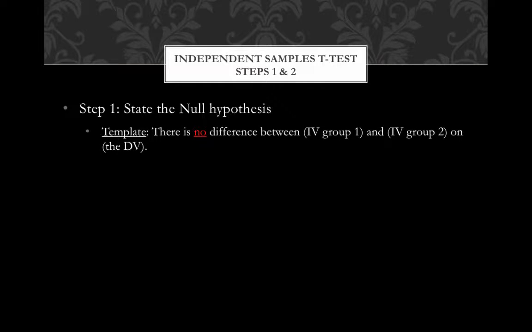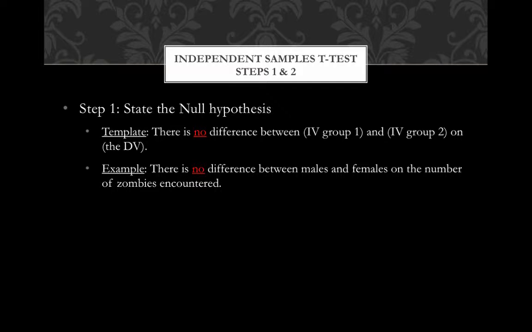So steps 1 and 2. What is step 1? Stating the null hypothesis. And what do we always assume in the null hypothesis? We assume that there are no differences. So we're simply going to state for our template, there is no difference between group 1 and group 2 on whatever our dependent variable is. So in this case, if you want to look at the differences between men and women on the number of zombies they encounter, it's simply there is no difference between males and females on the number of zombies encountered.